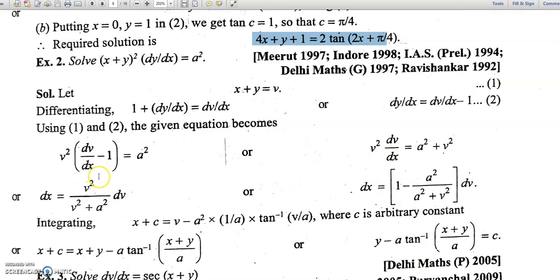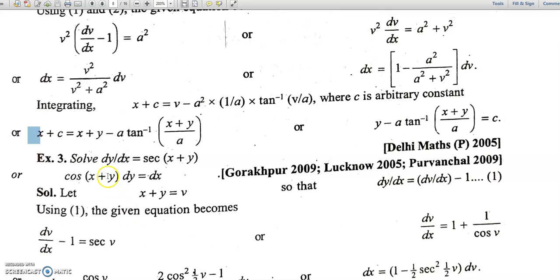Now you know from your class 12 integration process, if you add plus a square minus a square, this will be 1 minus a square by (v square plus a square). a square is constant. Now if you take integration on both sides, what will be in the left hand side? x plus c, and then in the right hand side integration of dv is v minus a square into 1 by a tan inverse v by a. So here this is your general solution.